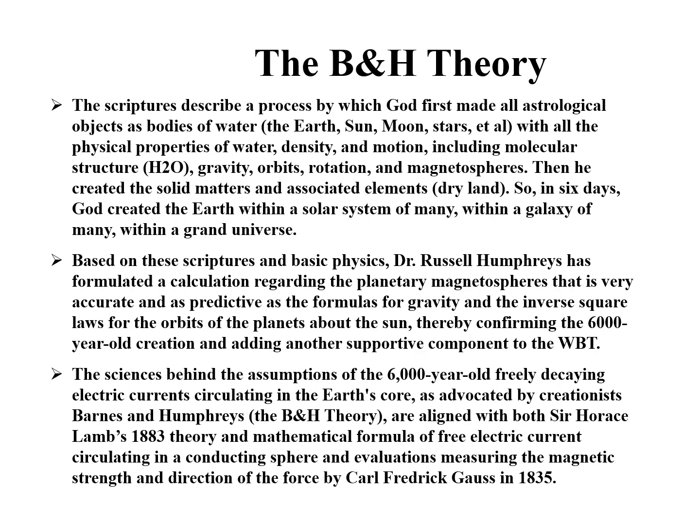The science behind the assumptions of the 6,000-year-old freely decaying electrical currents circulating in the Earth's core, as advocated by creationists Barnes and Humphreys, the B&H theory, is aligned with both Sir Horace Lamb's 1883 theory and mathematical formula of free electrical currents circulating in a conducting sphere, and evaluations measuring the magnetic strength and direction of the force by Carl Friedrich Gauss. That's where this unit comes from when we talk about the strength of a magnet, the Gauss strength.